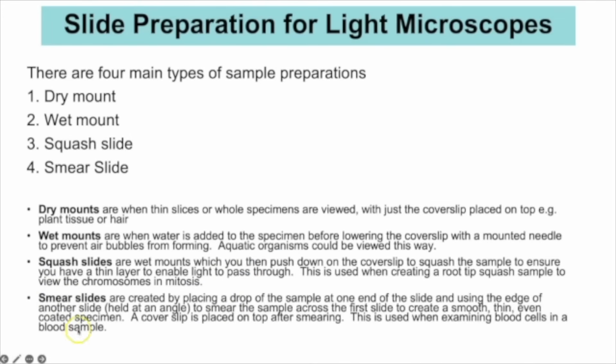And then finally, we have the smear slides. These are created by placing a drop of the sample at one end of the slide and then using the edge of another slide held at an angle to smear the sample across that initial slide. A cover slip is then placed on top. And this is used when examining blood cells in a blood sample, for example.